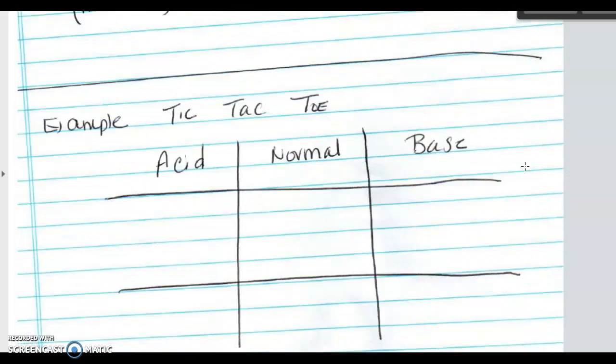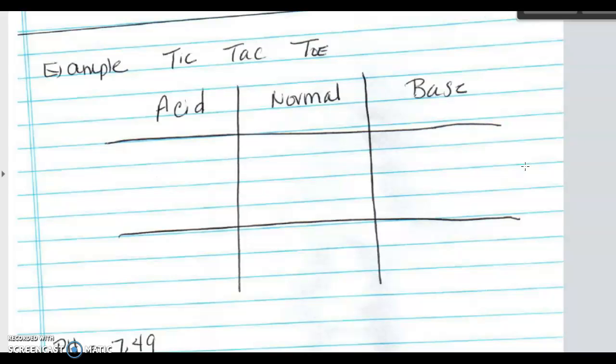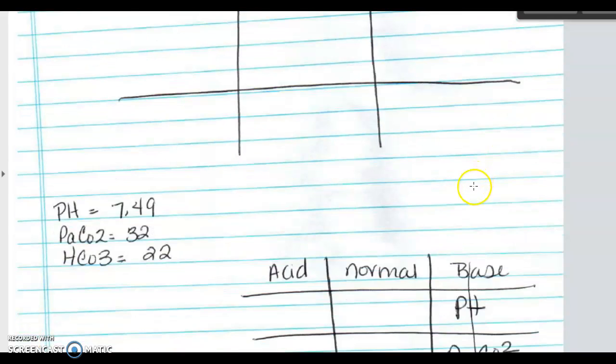Now looking down, this is the Tic-Tac-Toe method. You draw your tic-tac-toe block, and you put acid at the top left, normal at the top middle, and base at the top right. And then you have six blanks left to fill. Just like playing tic-tac-toe, when we get our first line filled up, that will tell us what we're dealing with. So this is your example. I didn't write anything in here, but we're going to go further down and interpret a strip.